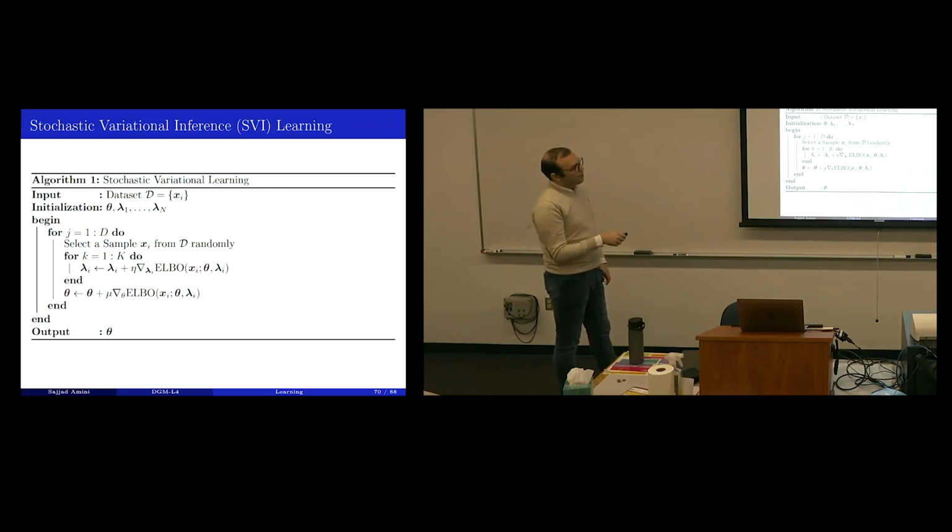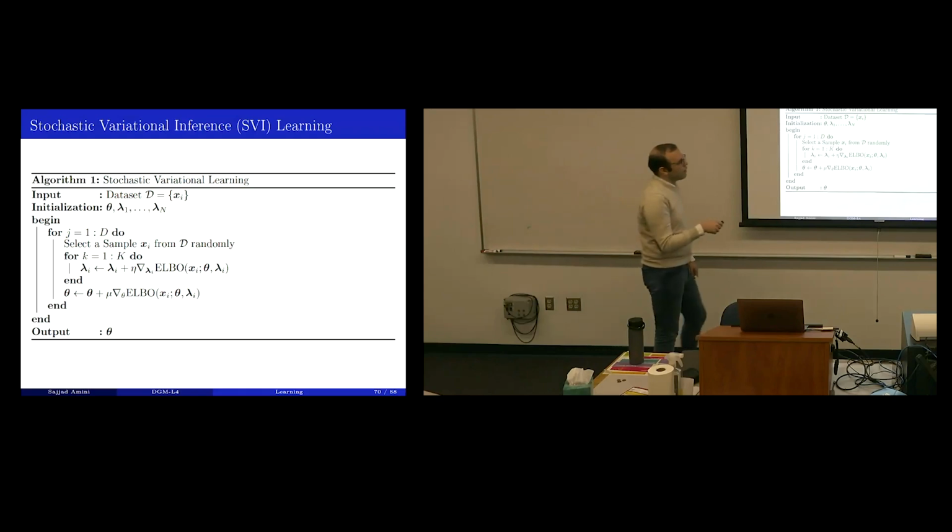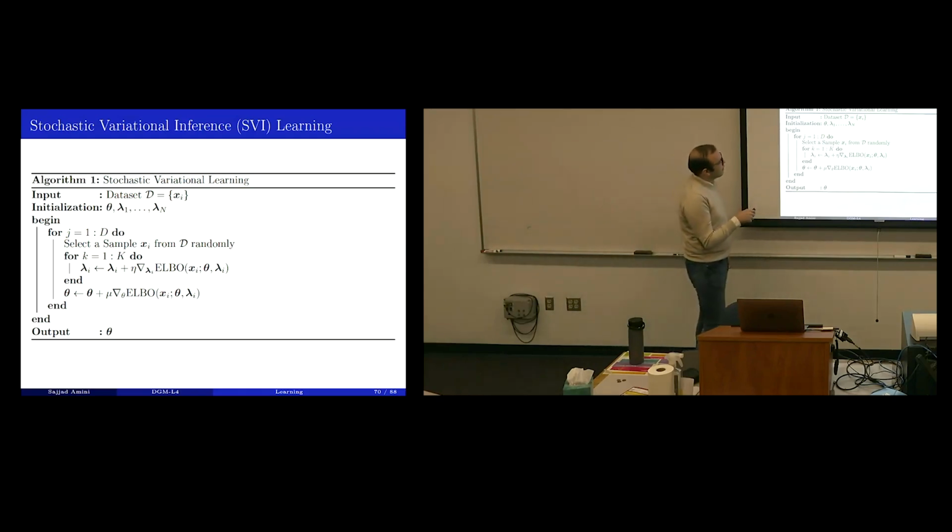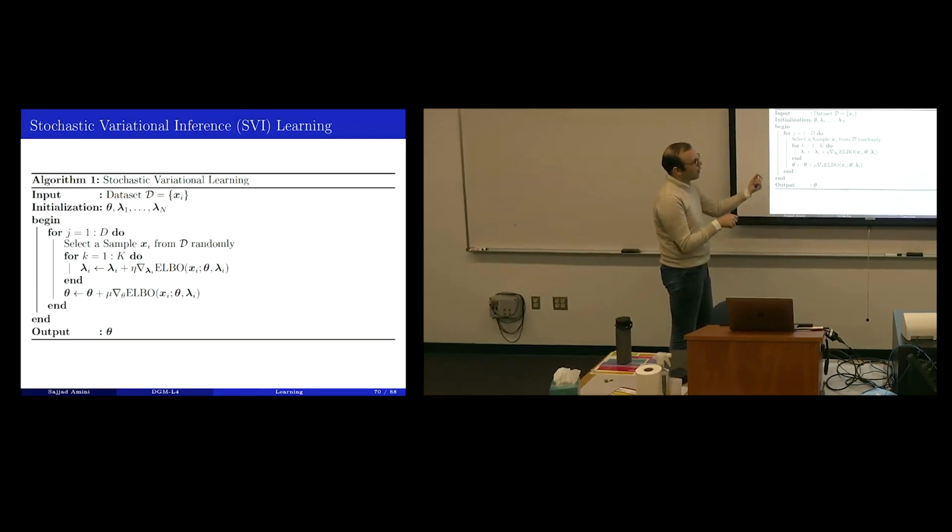You start by tightening the ELBO. This for loop is for tightening the ELBO for all data points. For each of the data points, you select one sample from the data set, because it is stochastic. With one sample from the data set, you have k iterations for that data sample to optimize its parameters. Then you have a tightened ELBO just for xi.